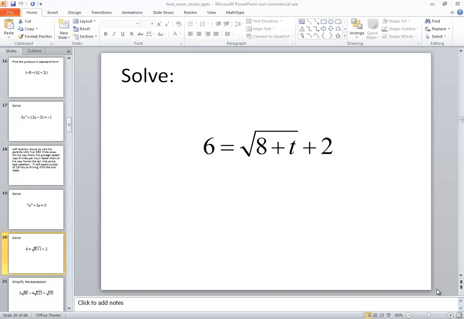Let's take a look at this problem. We want to solve 6 is equal to the square root of 8 plus t, plus 2. This is a radical equation. So let's review our steps for solving a radical equation.